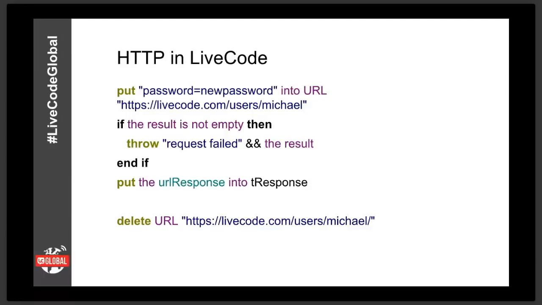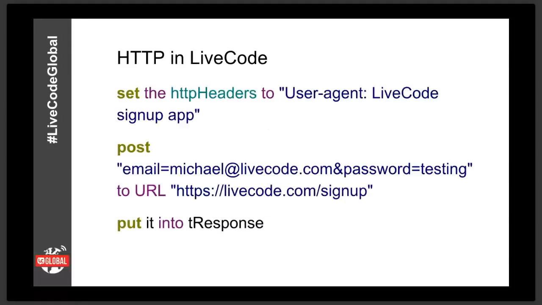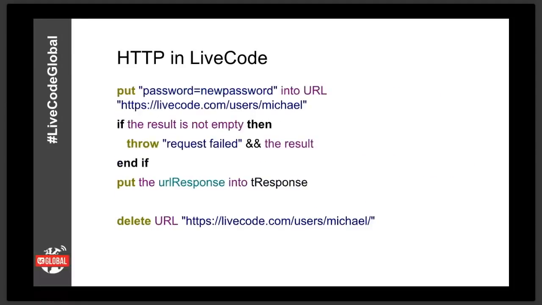Notice here I'm also checking the result. The result is part of both post and get requests. And that will tell you whether there's been a server error. For example, you've probably seen 404s or 500 server errors, page not found, or the server's misconfigured. If that happens, the result will not be empty, and the detail of the error will be stored there. And finally, the last one is delete URL https livecode.com users Michael. Now this doesn't actually delete files on the server, but the actual action is determined by the server. So in this case, it might delete the Michael user from the database.